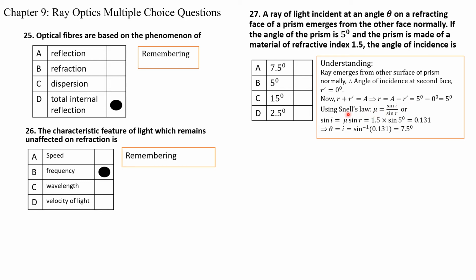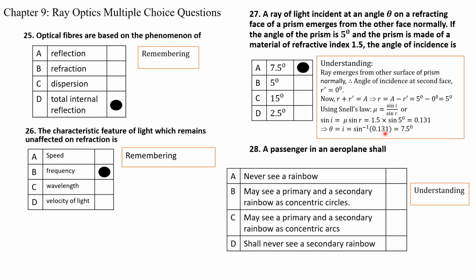And you are also to remember Snell's law, mu is equal to sin i by sin r. Here you have to find out the sin i. And mu is also given in the problem, 1.5 into sine of 5 degrees, that is equal to 0.131. You have to know the value of sine 5 degrees from the book, and therefore i is sine inverse of 0.131, that is equal to 7.5 degrees. This is the correct answer. Let us lock it.